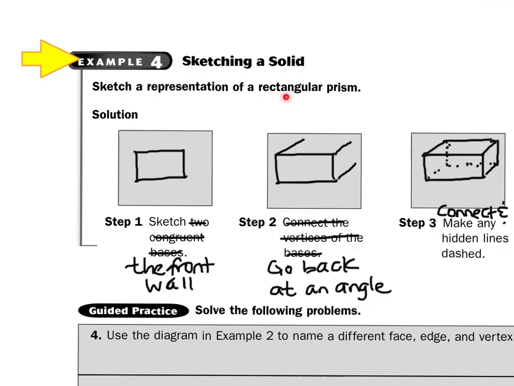Okay, so a lot of people ask me, how do I sketch a solid? And they want us to sketch a rectangular prism. So this is what I do. The first step is start with the front of the building, the front wall. And I know it's a rectangle because it's a rectangular prism. So draw a rectangle in this box.